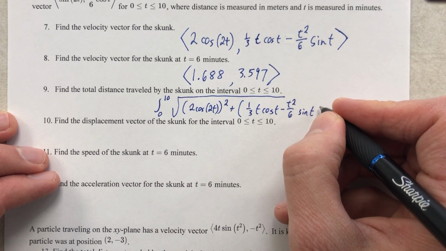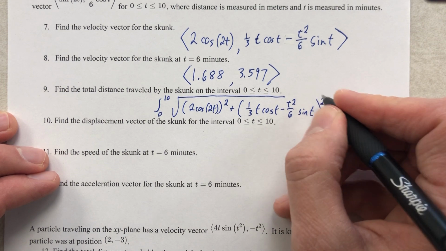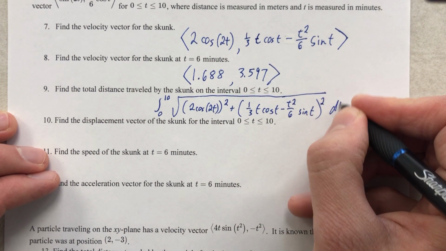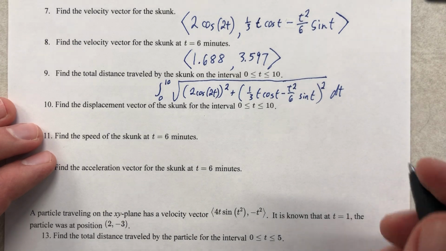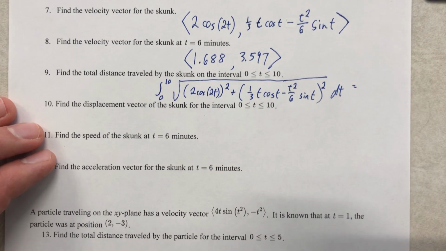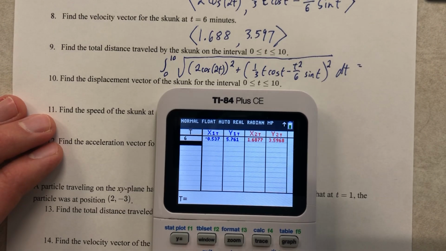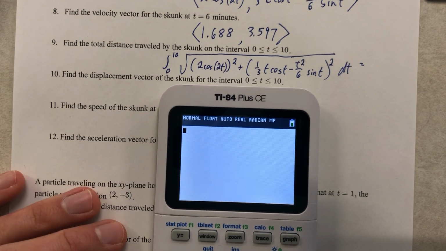Oops, forgot it there too. My goodness. There we go, dt. And we're going to do this. It's going to take it a minute to figure it out, and I'll type it in super fast. Well, see how fast I can go.